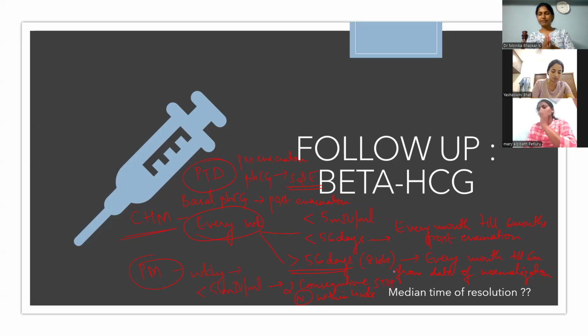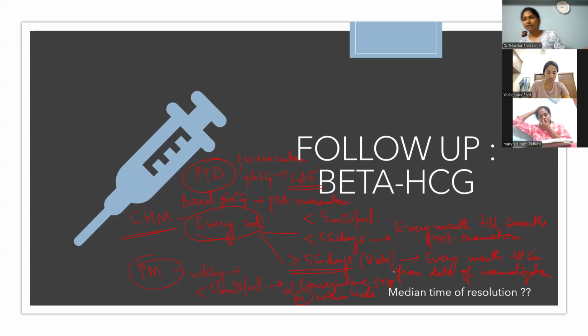So today I have done the evacuation. Tomorrow the value is 10,000. After 2 weeks, it has come back to normal. Then after 4 weeks of that, you repeat, and if it is normal, you can stop. Understood? So today, that is on 10th May, I have done it. By 30th May, it is normal. Then you repeat on 30th June, and if it is normal, that is enough. So two consecutive values 1 month apart, if normal, then you can stop the follow-up in case of partial molar pregnancy.